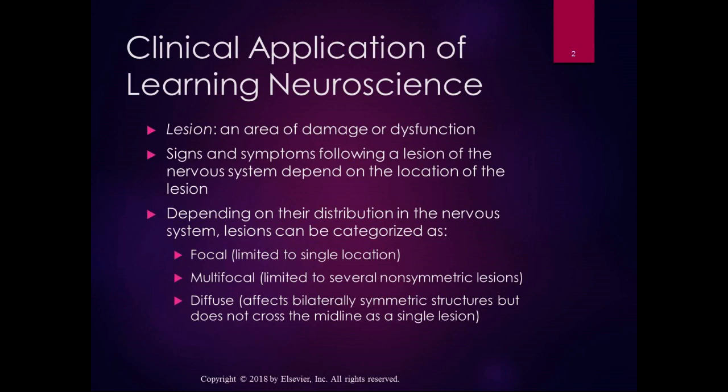Depending on their distribution in the nervous system, lesions can be categorized as focal, which means they're limited to a single location; multifocal, limited to several non-symmetric locations; or diffuse, affecting bilaterally symmetric structures but not crossing the midline as a single lesion. So focal, multifocal, and diffuse, basically.